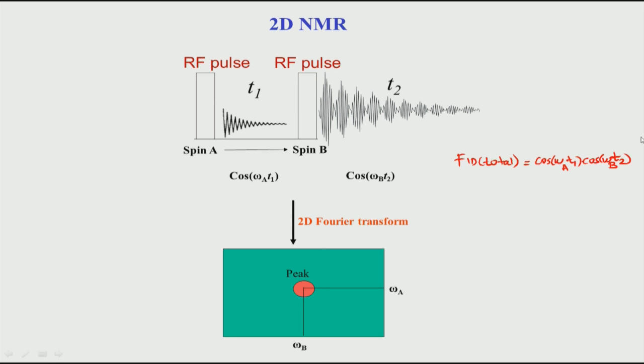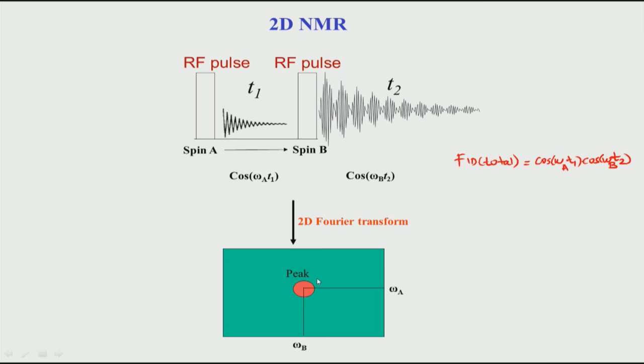Okay. But if it is also affected by omega b, and I do another Fourier transform along omega b, I get the respective chemical shift omega b. But because these two are intermodulated, the Fourier transform will give me two frequencies, one frequency for this, one frequency for this, because T1 is different from T2.